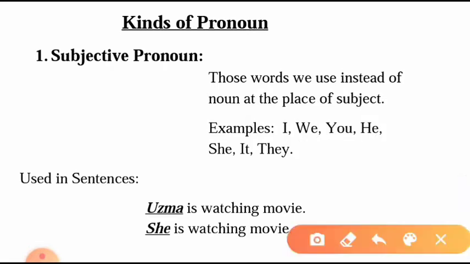Okay, so now you can see Uzma is watching movie. Here Uzma is a noun. You are using pronoun instead of it, which is she. So you could say she is watching movie instead of saying Uzma is watching movie. So this is how you can use all these pronouns at the place of subject.